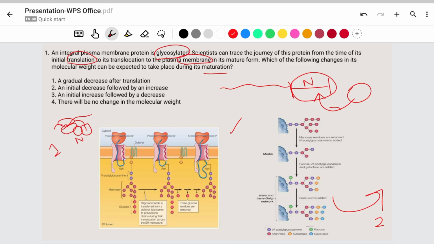Now the translation will be blocked for some period of time while the SRP, the signal recognition particle, is here. So now it will bring it here to the SRP receptor. It will come and bind here, and after the successful binding, the GTP hydrolysis will occur.